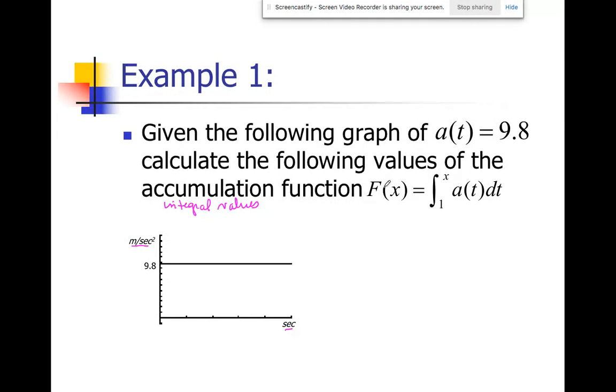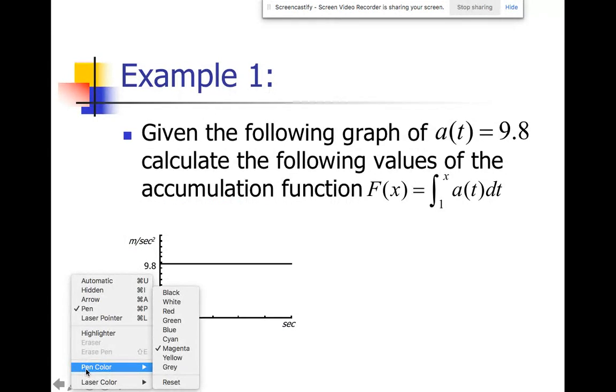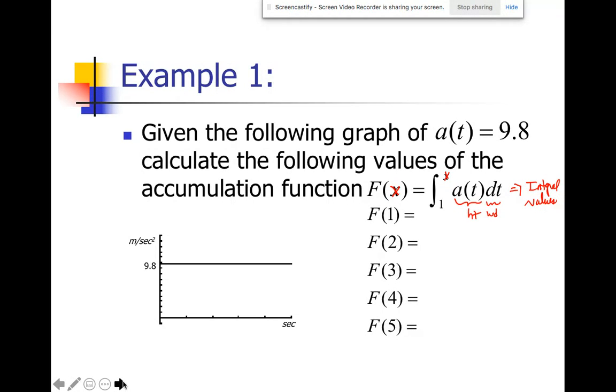I want to actually calculate the following accumulation values of the accumulation function. I probably shouldn't put the integral values there, because the accumulation function means that you are going to input x's here, and the stopping place is going to be under the graph of A of t, where A of t is your height and dt is your width, and the range values are integral values. So we are just going to plug and chug. I'm just going to keep changing x.